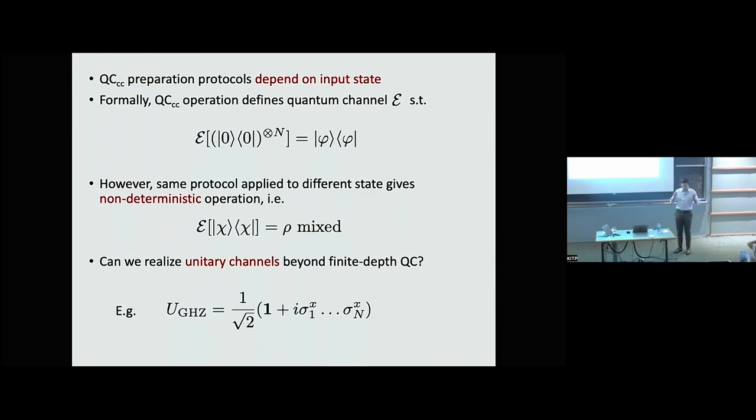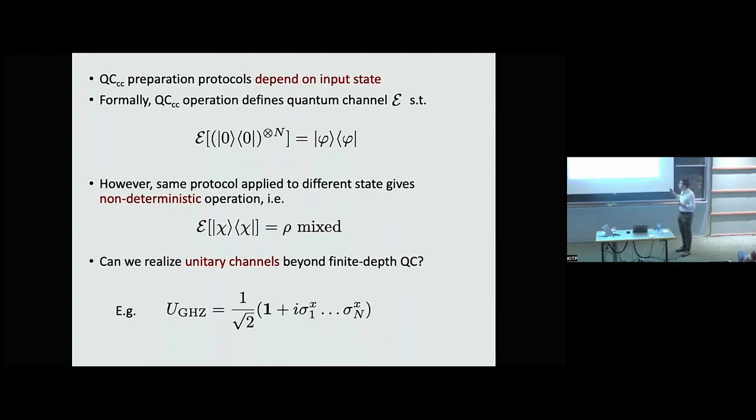Meaning that if I apply the same protocol, but you change the state, and I don't know that you changed the state, this is not going to end up in a pure state. Typically, it's going to end up in a mixed state. So then the next natural question is, okay, you have a way to speed up state preparation with your shallow quantum circuits. But is there a way to now prepare unitaries or unitary operations using shallow circuits and LOCC?